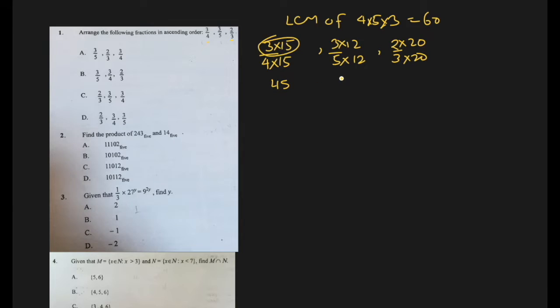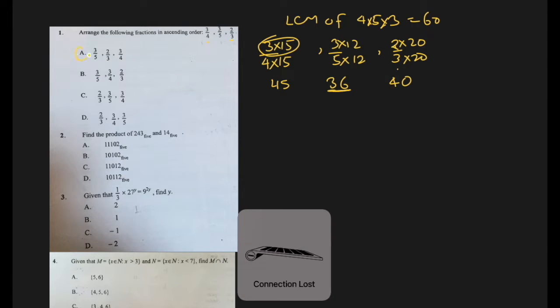Just look at the numerators: 36 and this will be 40. So now we want ascending order. That means this is the smallest, 3/5. So 3/5 is smaller. Then we have 2/3. 3/5, 2/3 and 3/4. This A is the answer.